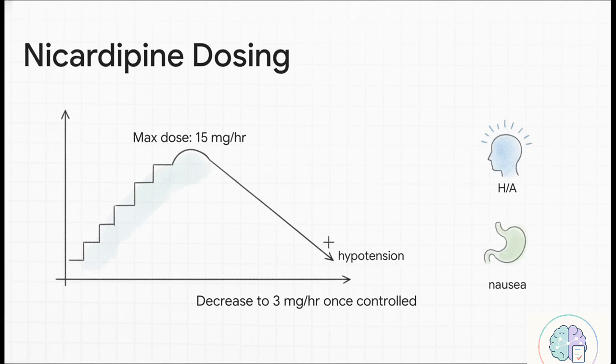Once that blood pressure is controlled, you want to drop the rate down to a maintenance dose of around 3 milligrams per hour. But keep a really sharp eye out for side effects here. Headaches are incredibly common, hitting about 15% of patients. You also have a 5% chance of nausea or hypotension and a 3.5% chance of reflex tachycardia.